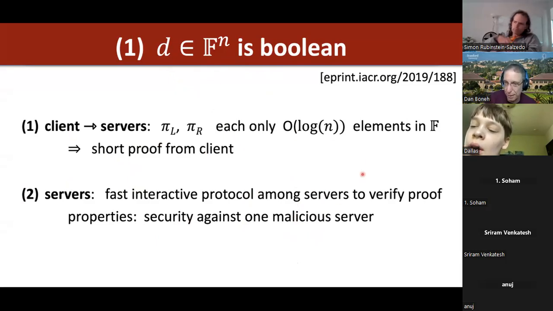If you're interested in seeing how to do that, there's this paper that I linked here that shows how to do it. That's a little complicated. It's kind of bizarre, kind of surprising that it's possible that just by sending log n elements, I can convince you that a vector is Boolean without revealing anything else about the vector.